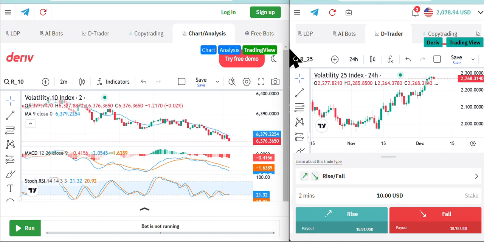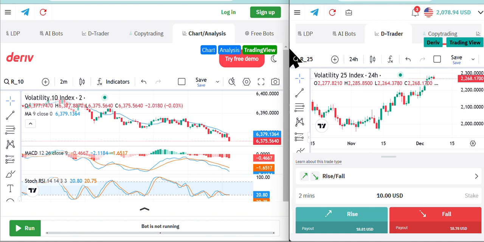So the major indicators that I always use are the MACD, the moving average, and the stochastic RSI. The stochastic RSI always shows you that this market is either in an overbought region or an oversold region. So when the market is in an overbought or oversold region, there's a high chance of a reversal. So don't take a trade when the market is in an overbought or oversold region.